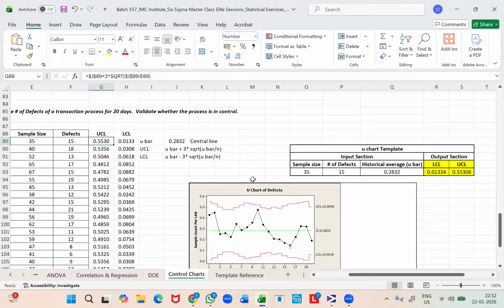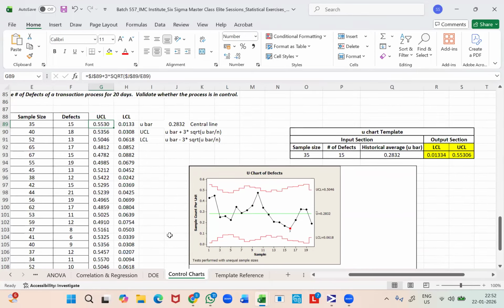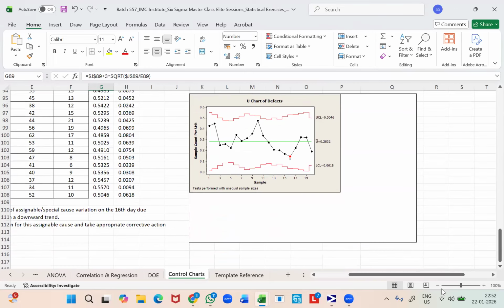For P chart and U chart, you can make use of this template, provide the input values as given in the question. It will be straightforward and you can pick the control limits right from this template. Fine. So with this, we actually come to the end of this entire training session.